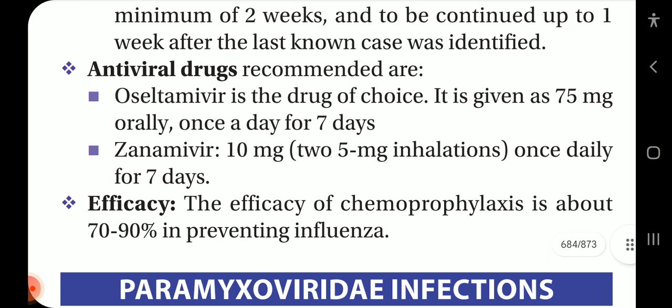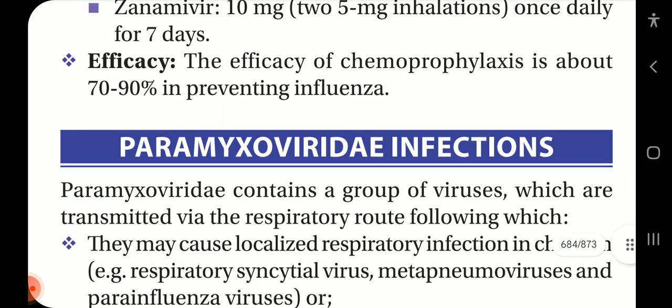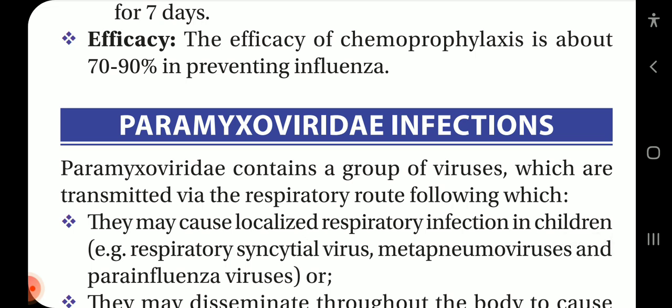Antiviral drugs recommended: oseltamivir is the drug of choice. It is given as 75 mg orally once a day for 7 days, and zanamivir 10 mg, 2 inhalations of 5 mg, once daily for 7 days. Efficacy of chemoprophylaxis is about 70 to 90% in preventing influenza. So this completes our Orthomyxoviridae family.